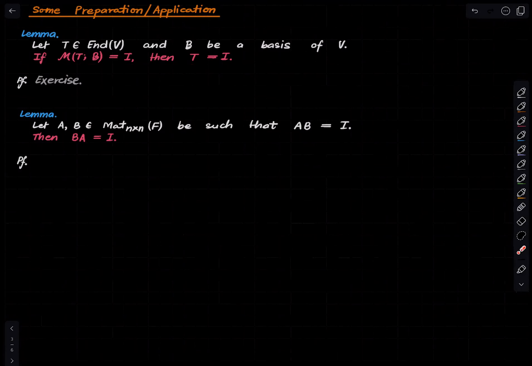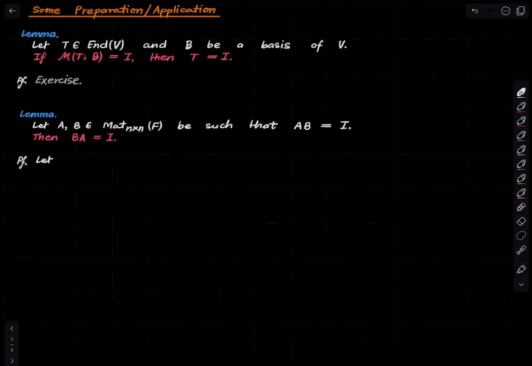Okay, what about this one? Suppose we have two n cross n matrices over some field F, and suppose we find that their product is identity. Then magically the product in the reverse way is also identity. If you try to prove this just by the definition of matrix multiplication, I'm pretty sure you will fail. It's kind of a magical thing that this happens. But if you look at it with the lens of linear algebra, this will no longer be any mystery. So let's prove this.